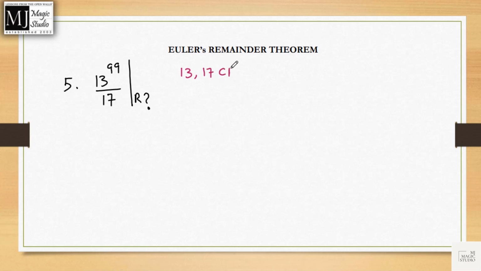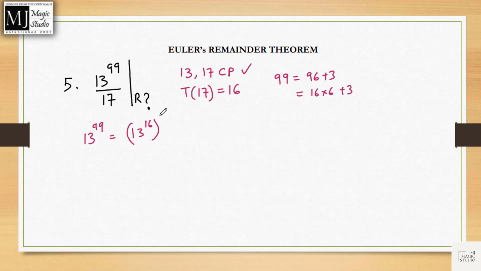13 and 17 are co-primes. Check. Totient number of 17 is 16 because 17 is a prime number, and Totient number for any prime number is p minus 1. But the power here is 99. Now can I write 99 as 16 into 6, which is 96, plus 3. That is 16 into 6 plus 3. So 13 to the power 99 can be written as (13 to the power 16) whole to the power 6 into 13 to the power 3. This is divided by 17 and again this is also divided by 17.